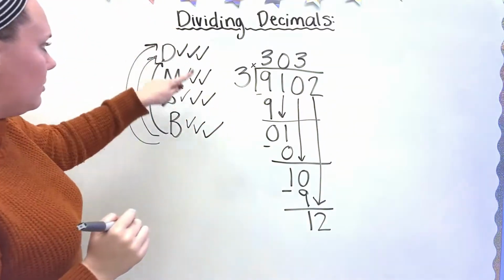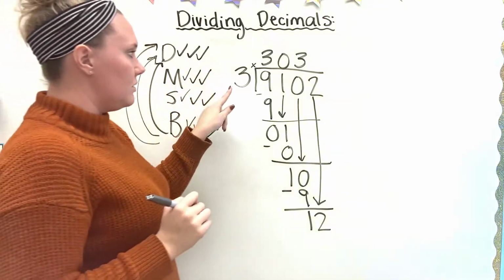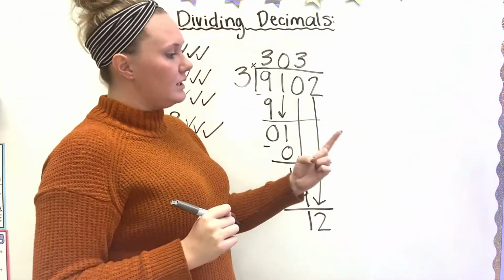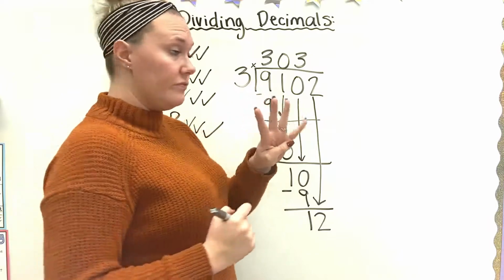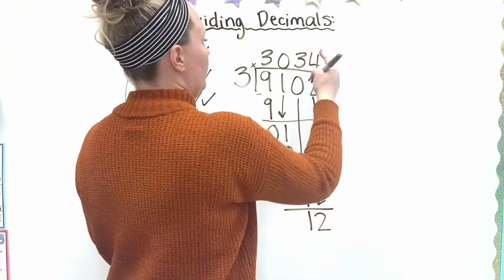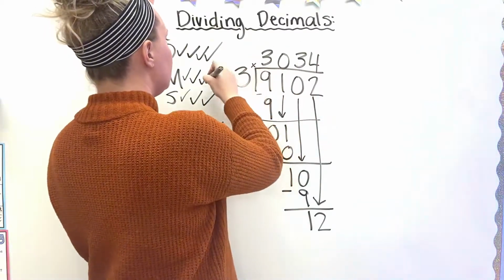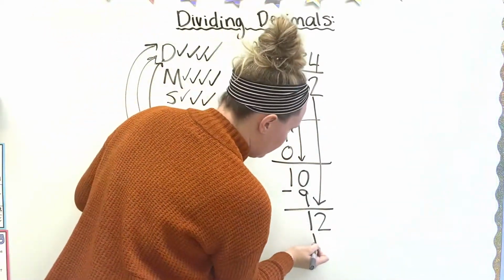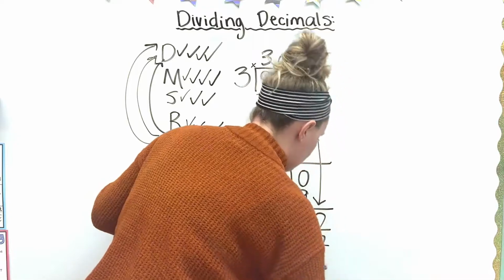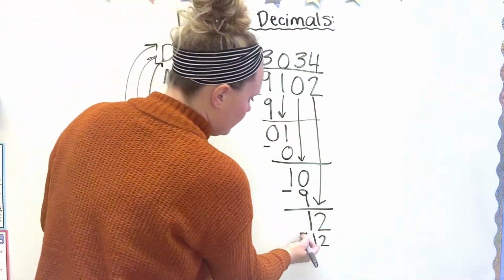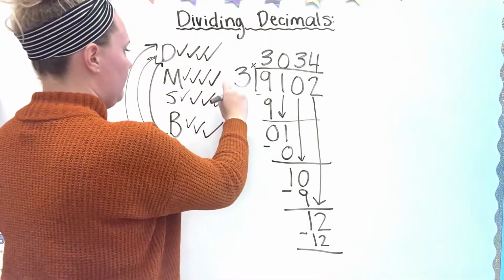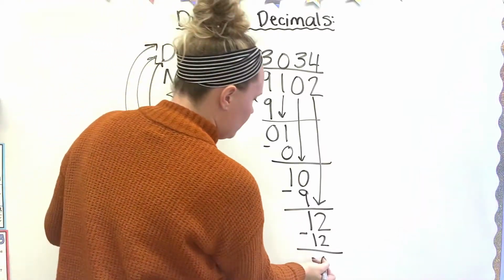Notice how I'm still going in a circle. How many times will 3 fit into 12? Let's see. 3, 6, 9, 12. 4 times. Now, multiplying. 4 times 3. Oh, that is 12. Now I'm going to subtract. And 12 minus 12 is nothing.